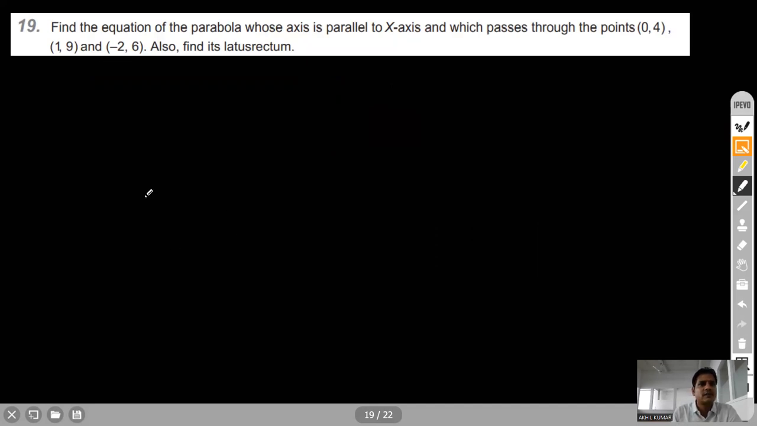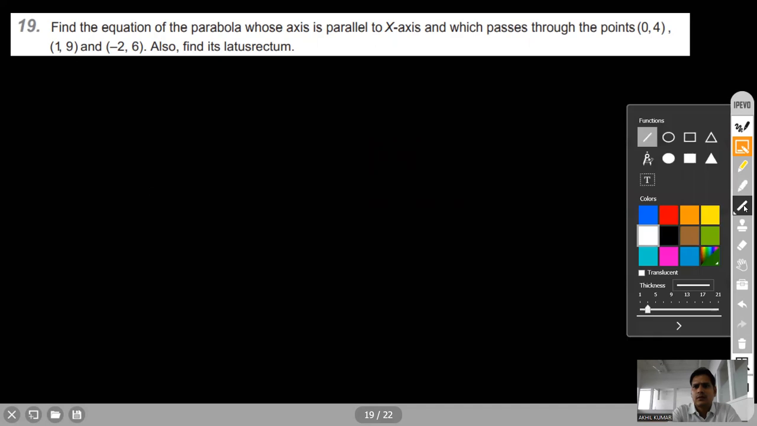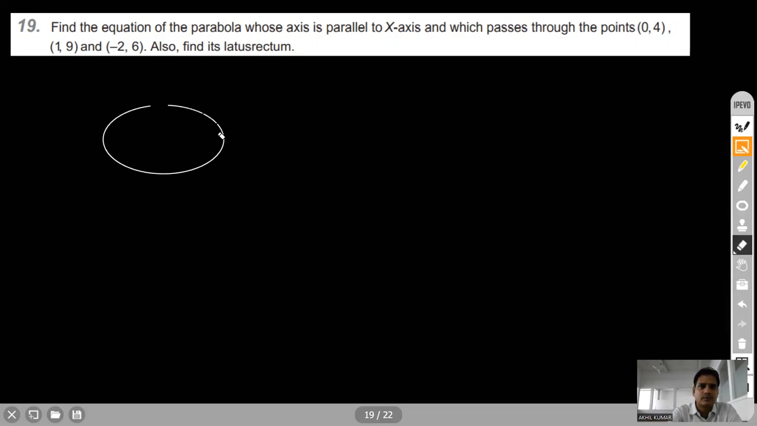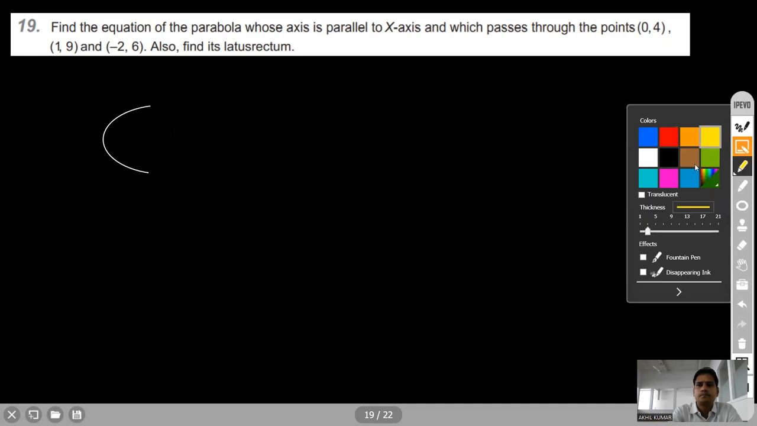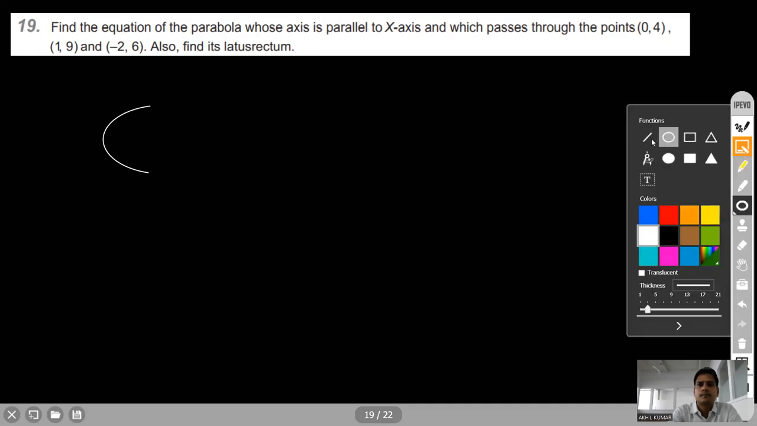So what does question number 19 say? Find the equation of the parabola whose axis is parallel to x-axis, and which passes through these points. Also find its latus rectum. Better to draw a rough sketch. The parabola will look something like this. This is the directrix, and this is the axis of the parabola.